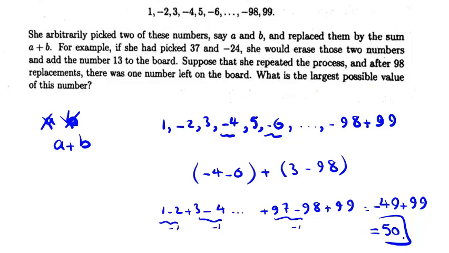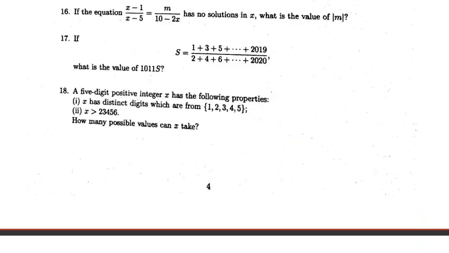The answer is equal to 50. SMO 2019 Junior Section First Round Problem number 16. If the equation x minus 1 over x minus 5 equals m over 10 minus 2x has no solutions in x, what is the value of the absolute value of m?